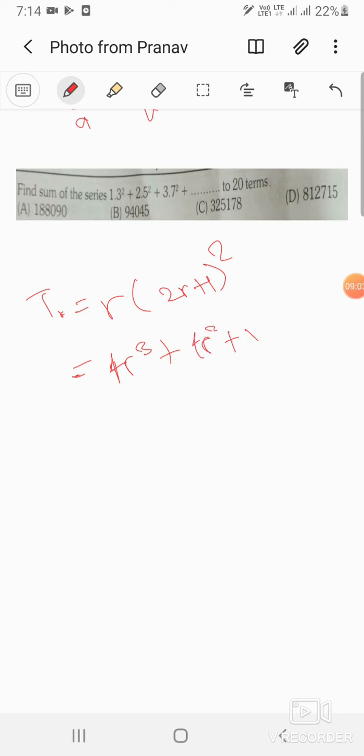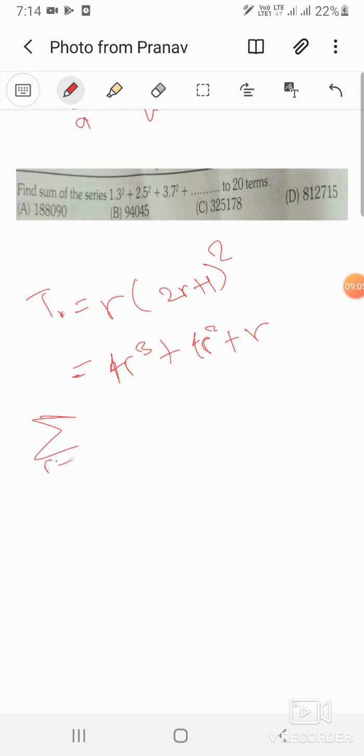Find the sum of the series 1 into 3 squared plus 2 into 5 squared plus 3 into 7 squared up to 20 terms. All right. So what's the general form of every term that we are seeing? That is supposed to be r into 2r plus 1 squared, right? This is tr, the general term. Supposed to be equal to 4r cubed plus 4r squared plus r, yes.